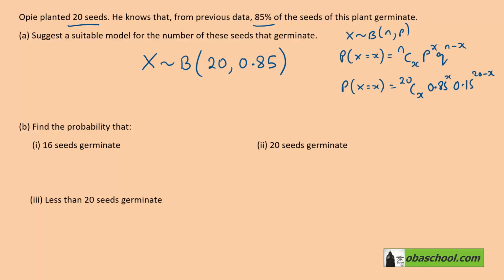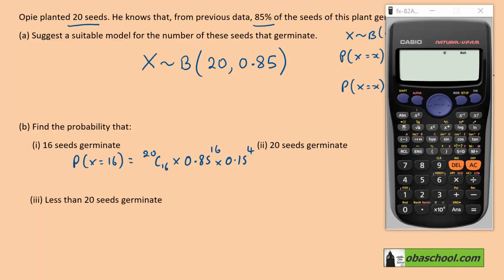So we want to find the probability that 16 seeds germinate. So that's the probability that X is equal to 16. So that's going to be 20C16 times 0.85 to the 16 times 0.15 to the power 4. So we can calculate that.